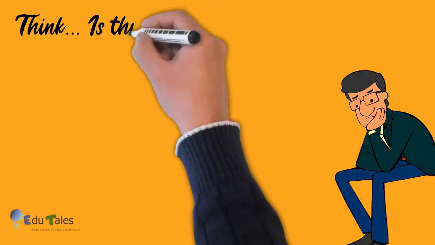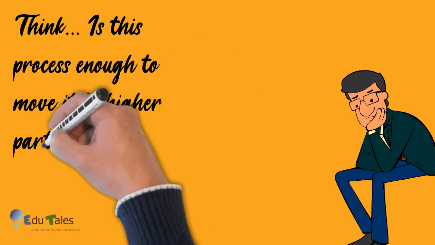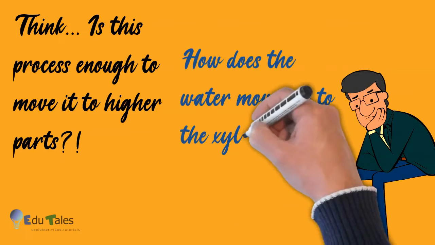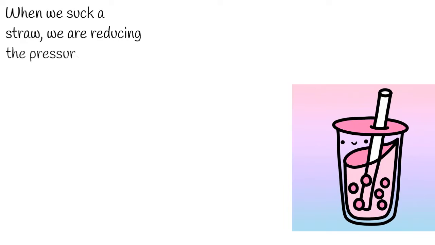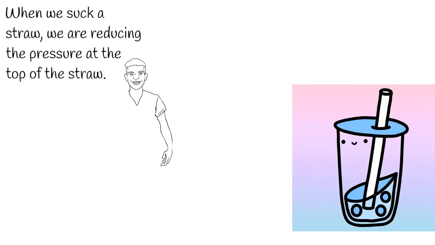But do you think this process is enough to move it to higher parts? What about the leaves situated in the highest part of the branch? How does the water move up to the xylem located on the uppermost branch? So now let us see one example. What happens when we suck a straw? Cold drink enters our mouth.